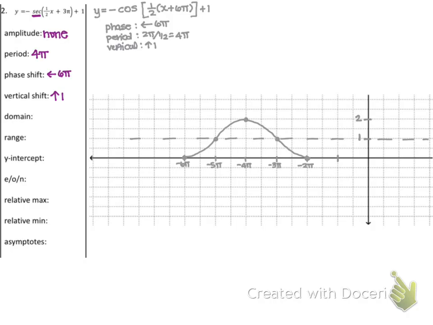Okay, so in gray, I have my cosine graph. I identified that the phase shift is left 6 pi, which means it's also left 6 pi for my secant graph. My period is going to be 4 pi for my cosine, which means it's 4 pi for secant. The vertical shift was up 1 for cosine, so it's still up 1 for secant.